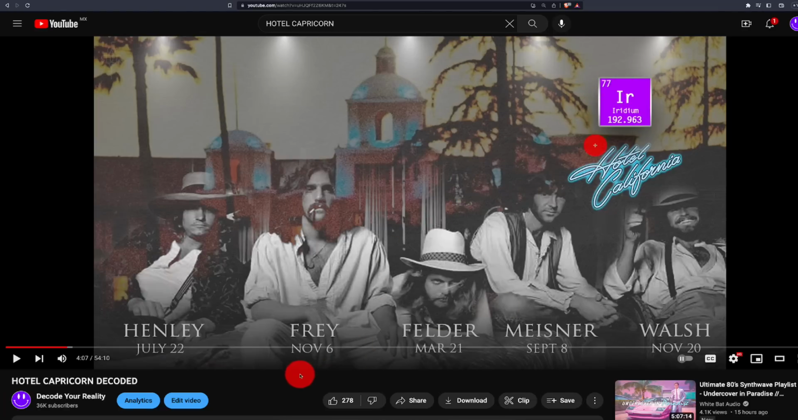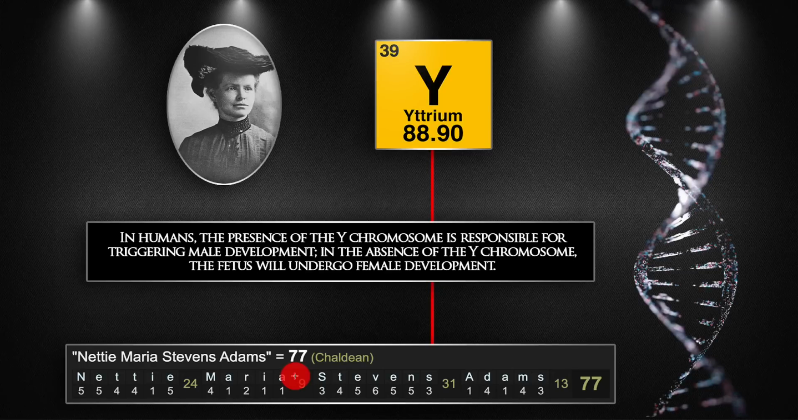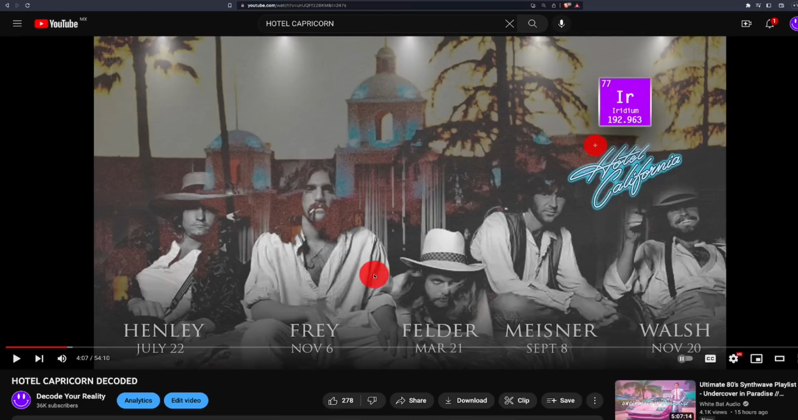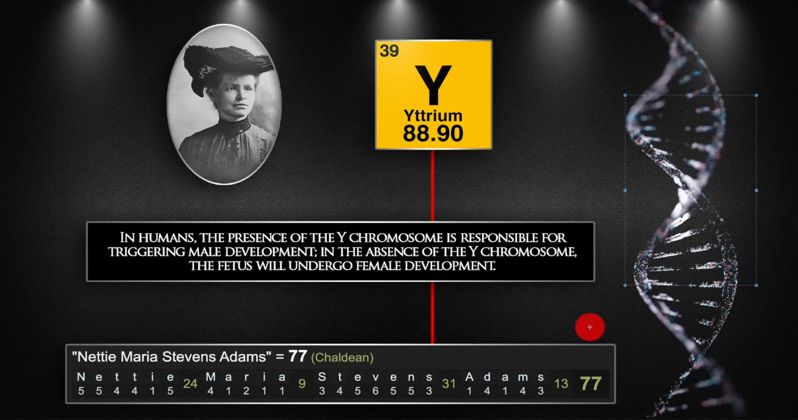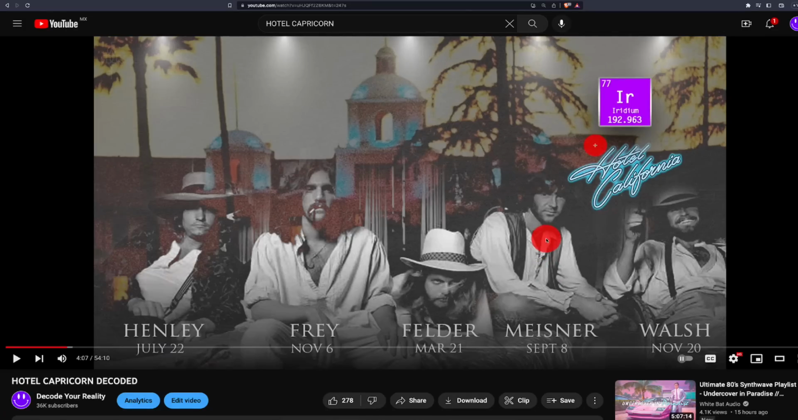So we have a connecting point here. How does the Eagles, the band, connect to this lady who discovered the sex chromosomes? Because her name is 77. You're talking about Hotel California as your body. And you mean to tell me her name is 77 in numerology and these guys' birthdays add up to the number 77 who sang about Hotel California? What do you think Hotel California is? It's your DNA. And they're saying you ain't getting out.